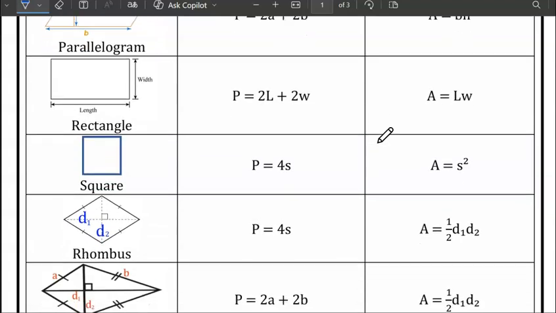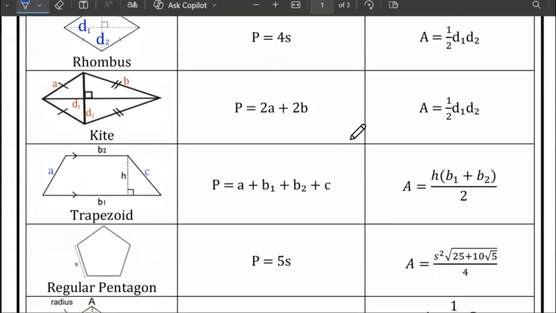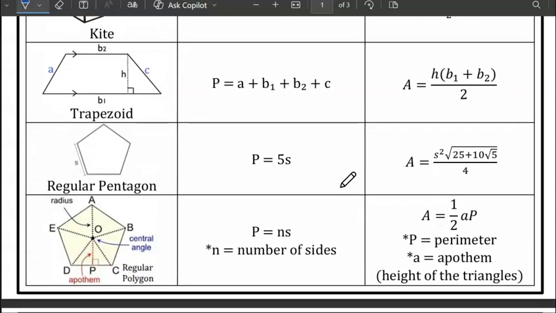Parallelograms, rectangles, squares, rhombuses, kites, trapezoids, regular pentagons, and then just any regular polygon could follow these formulas right here. The perimeter is P equals N times S, where N is the number of sides and S is the value of each side length. For the area, we have 1/2 A times P, where capital P is the perimeter of the figure and A is the apothem, the height of the triangles.